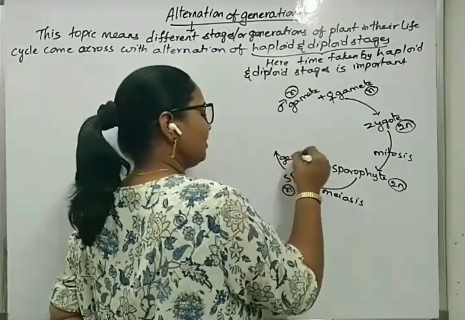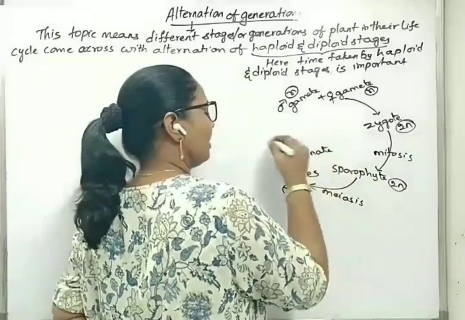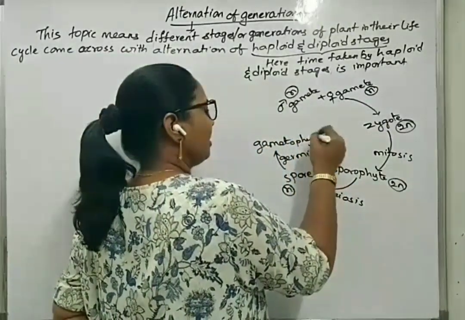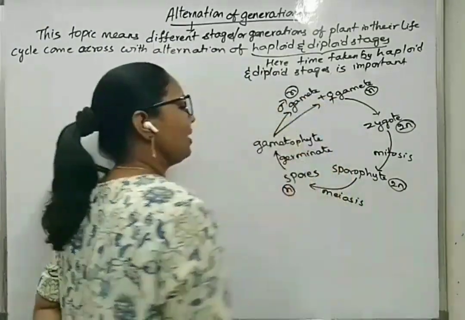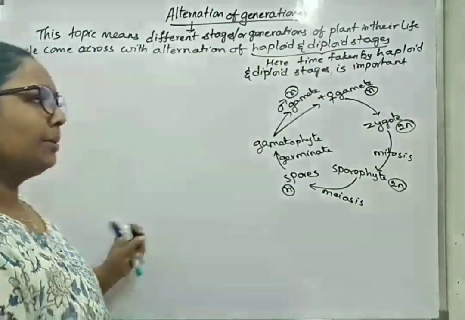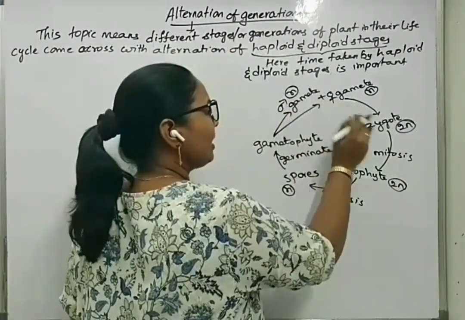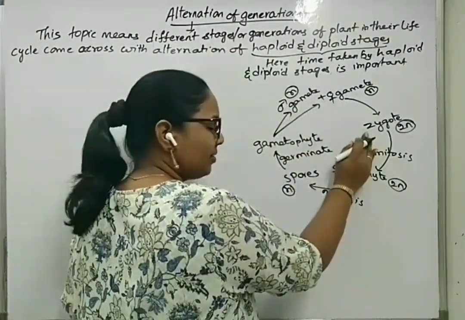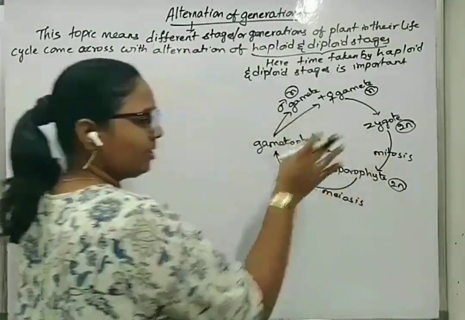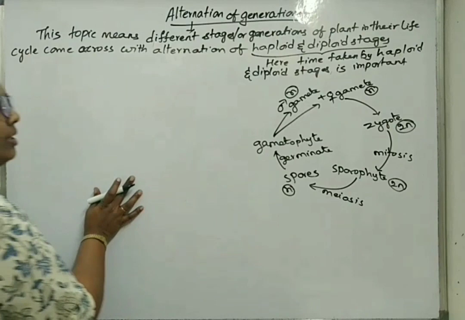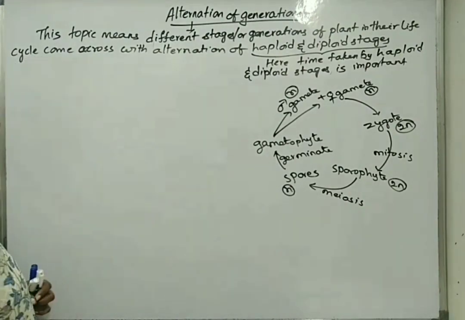Spores germinate and give out the gametophyte. The gametophyte produces male and female gametes. This is generally what happens in a plant body. In the case of an animal body, the male and female gametes fuse and form a zygote. The zygote develops into an embryo and the next stage is the adult organism. But here we are discussing plants.